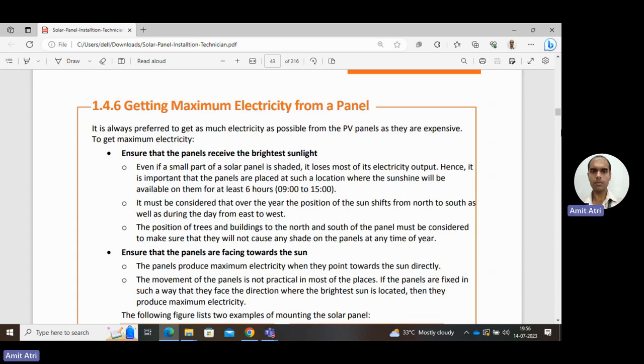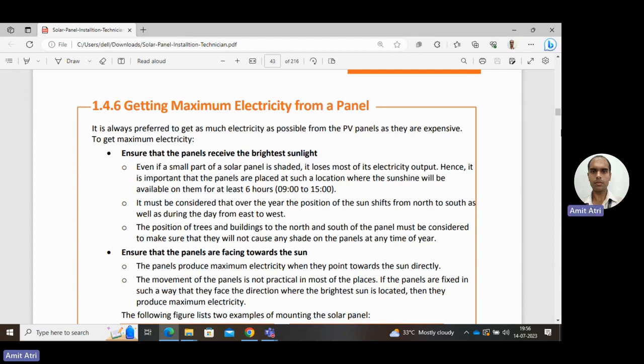The position of trees and buildings to the north and south of the panel must be considered to make sure they will not cause any shade on the panels at any time of the year. We have to take care of this, because if the rooftop where we are installing solar panels is under shade of a nearby building or trees for much of the time, then we have to change the direction or the position of our panel.